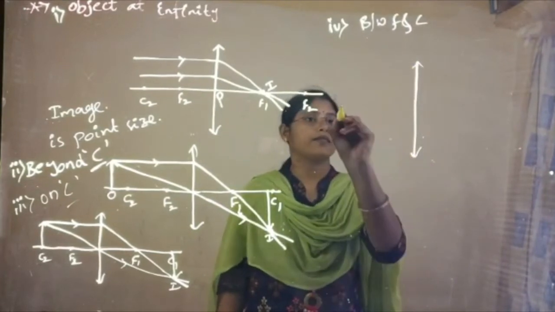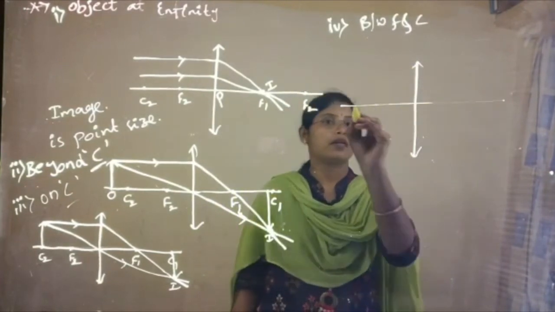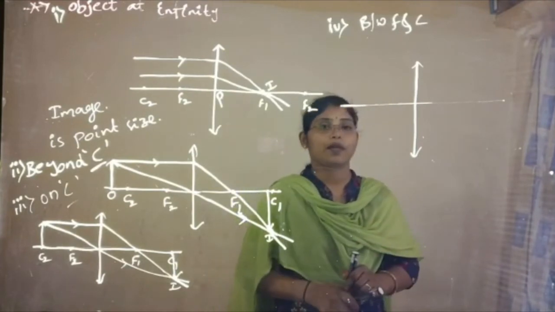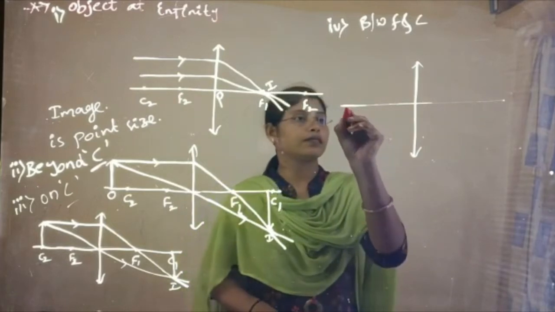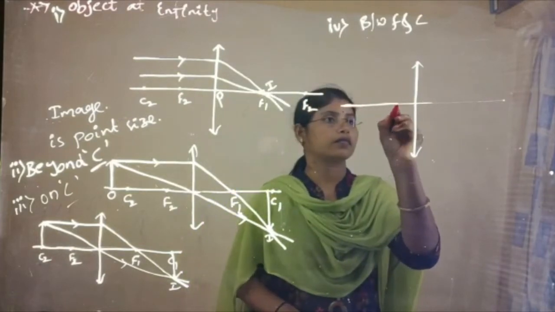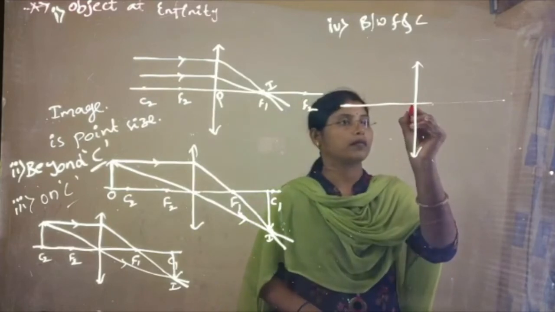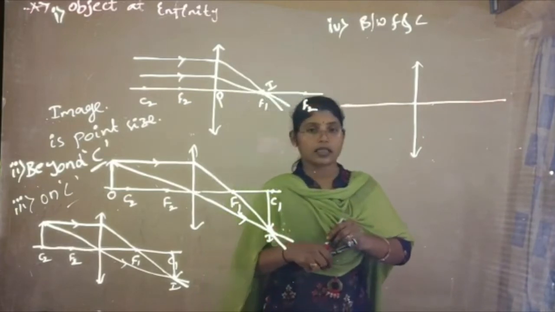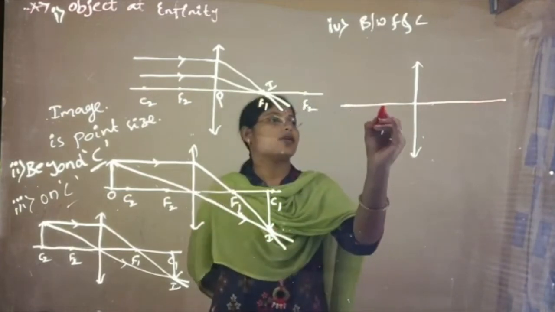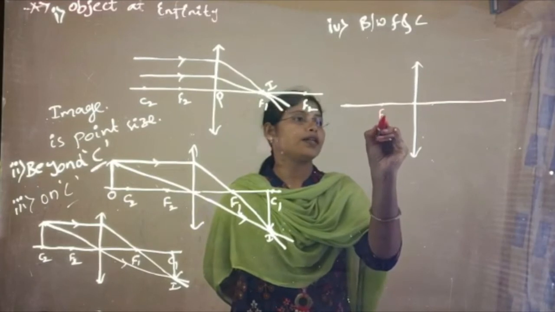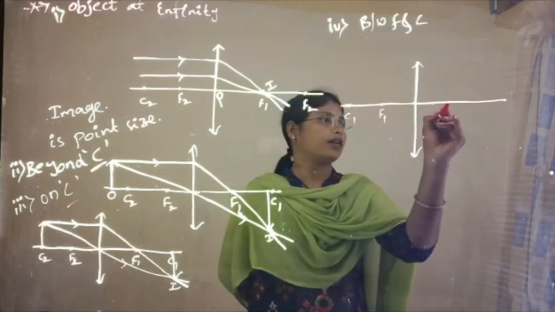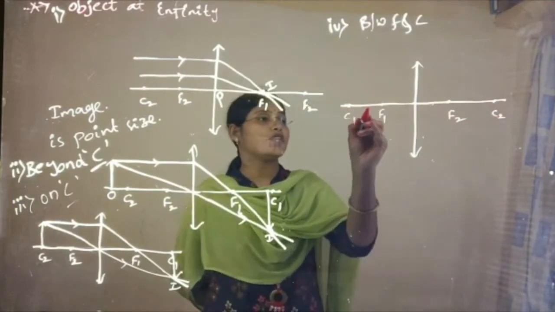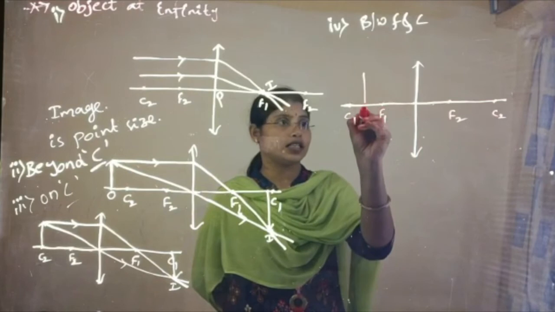Here we have a convex lens. For this convex lens we have to draw the principal axis. Next, we have to indicate the focus points F1 and C1, and F2 and C2. Clear? So if the object is between F and C, here the object is there.